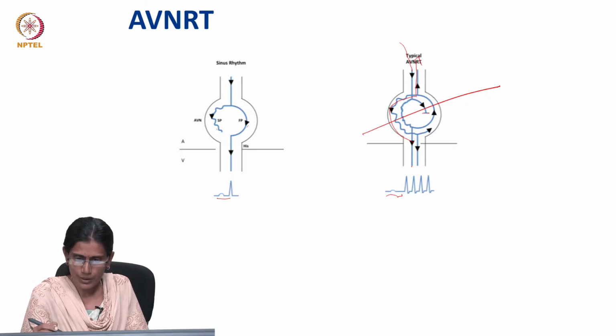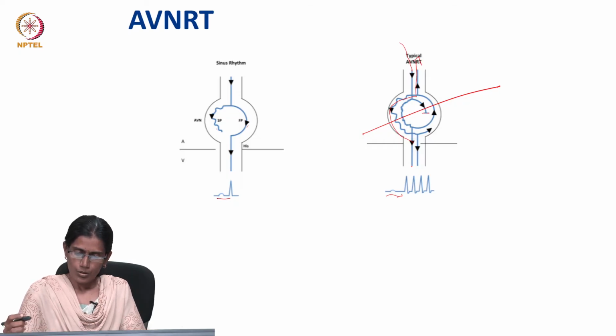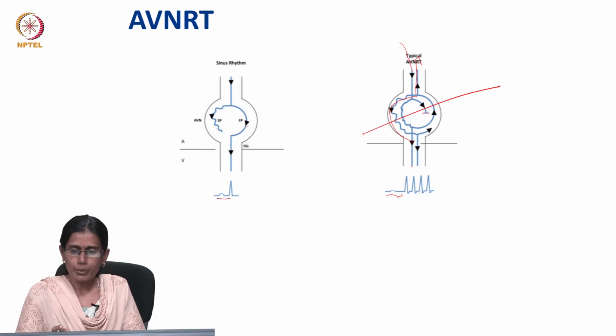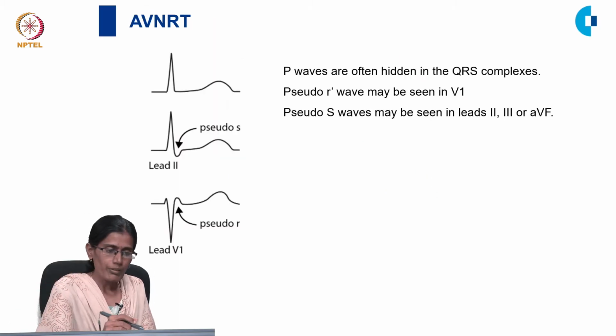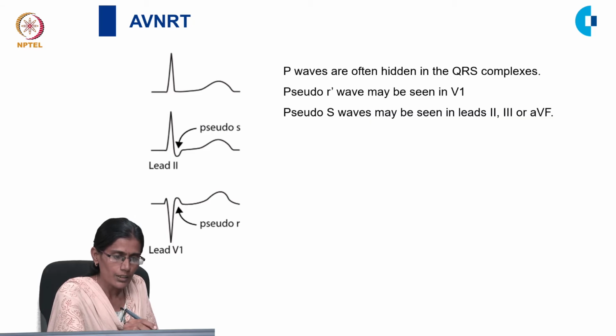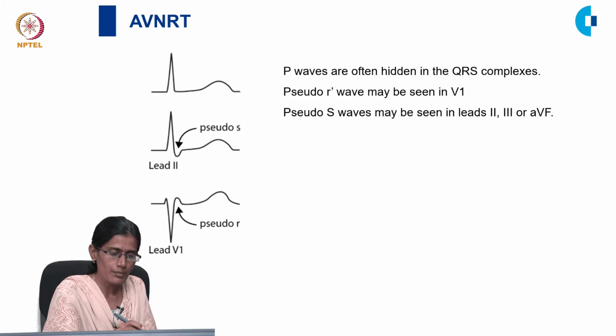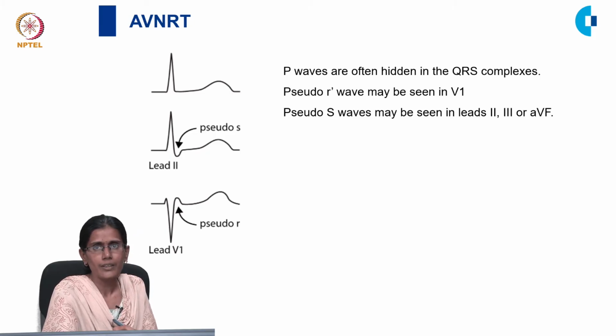Here you have to see one thing: the atrial activity happens simultaneously with ventricular activity. So what is the implication of this? You will not be seeing a P wave during tachycardia if the patient has AVNRT. So the P waves are often hidden within the QRS complexes. So you don't see any P waves, or sometimes the atrial activity happens just after the ventricular activity.